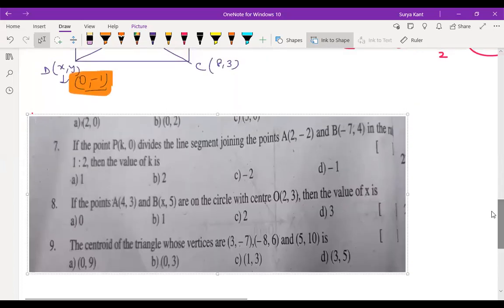Okay, fine. So see, seventh question is, if the point P, k comma 0 divides the line segment joining the points A and B in the ratio 1:2, then find the value of k. This is the section formula, children. We have to use the section formula over here. Okay. Sir, -1.